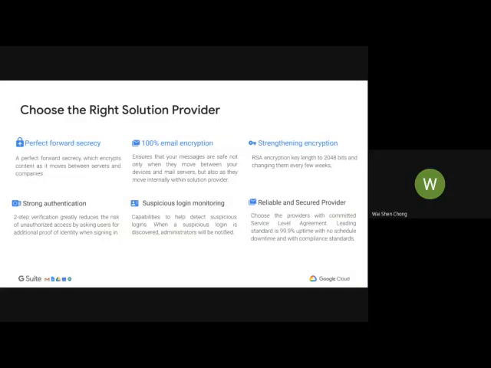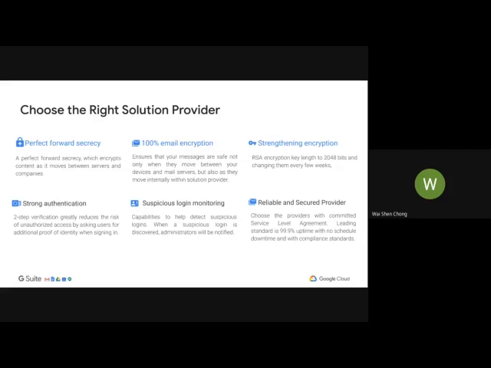So first, you need to choose the right solution provider. You need to have perfect forward secrecy. What does perfect forward secrecy mean? It means a solution provider which encrypts content as it moves between the servers and your companies. So it's important for you to have that encryption in mind, so that you know it's always being protected at the solution provider level, at the service level.